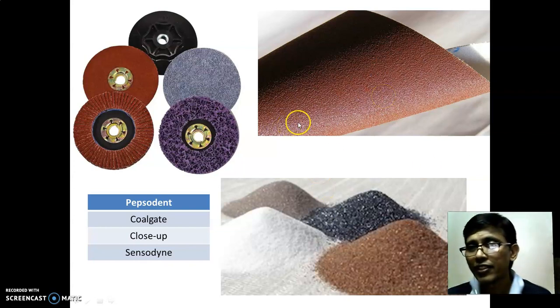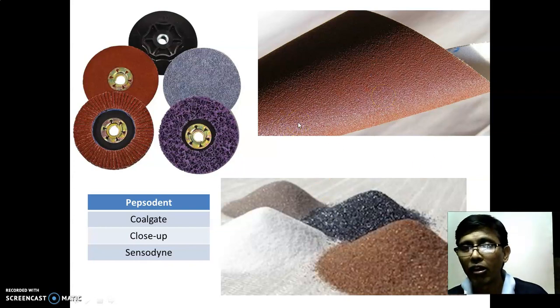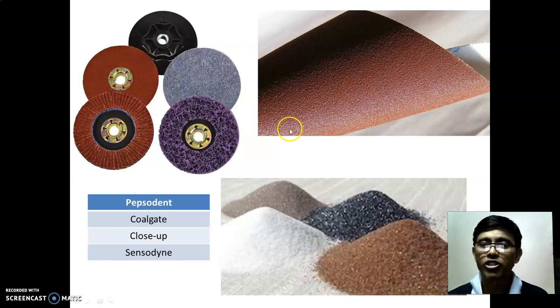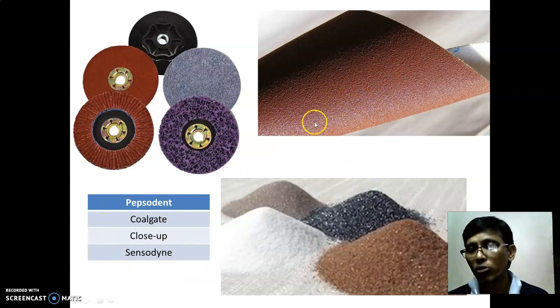So that decides the amount of cavity, or how fast the cavity will appear. Normally, the pastes commonly used are Pepsodent, Colgate, Close-Up and Sensodyne. Among these, which paste uses more dentifrices and can lead to more of this kind of cavity, which is called an abrasive cavity?